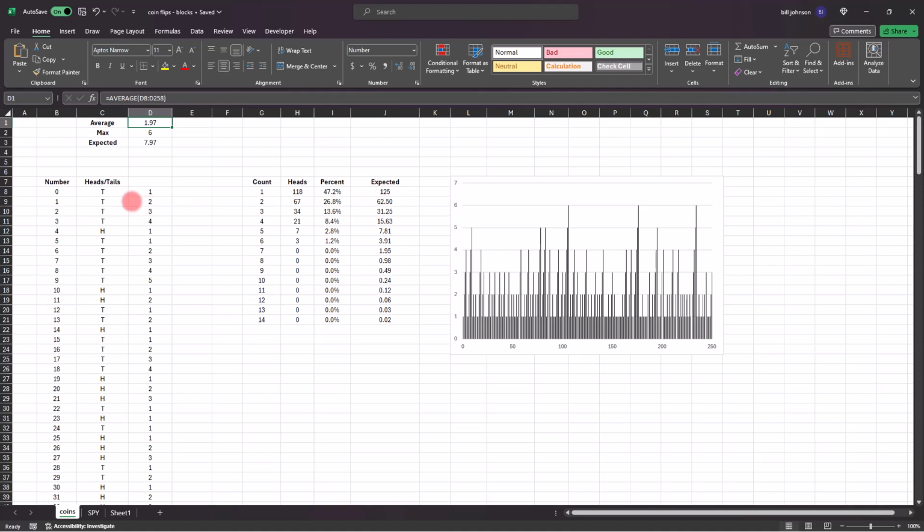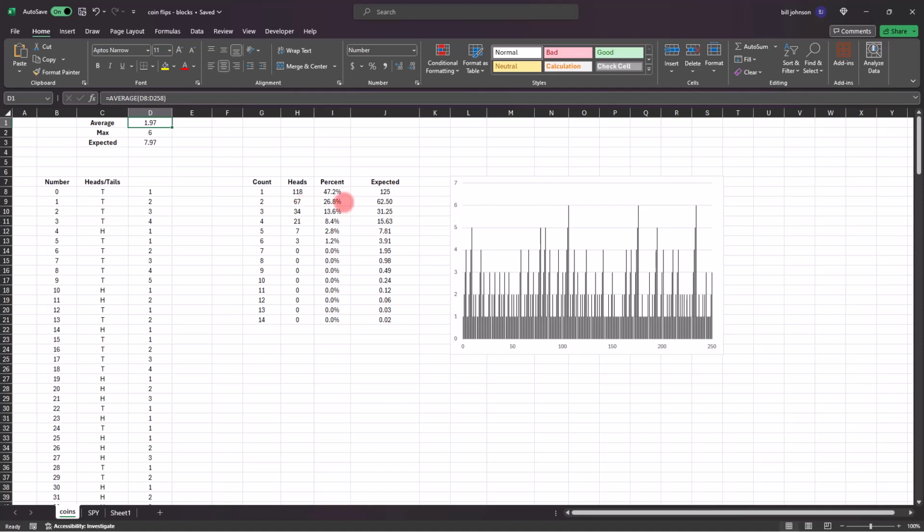Well, in order to get a 2, you absolutely had to have one tail before it, or one head. And half of the time you're going to get a head, and half the time you're going to get a tail. So in order to get tail followed by tail, that will only happen 25% of the time, or again, about half as often. So take a look at this. We went from 118 to 67. Got cut roughly in half.